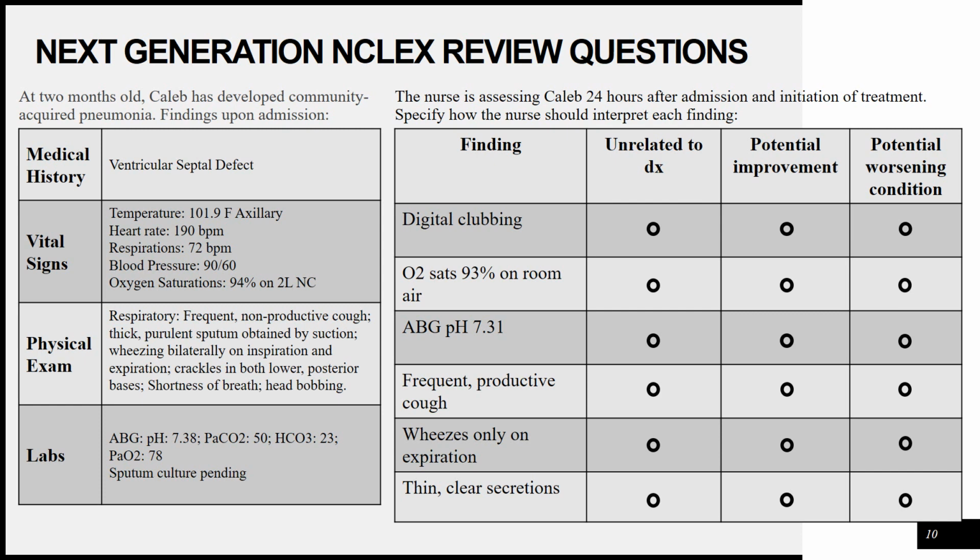So in this one, Caleb is a kid with a congenital heart disease, but it says specifically for this question that he is, in addition to being a kid with congenital heart disease, he's acquired community-acquired pneumonia. And so the findings are asking, are these related to the community-acquired pneumonia? Yes or no? And then if it is, you think, related to the community-acquired pneumonia, then does this indicate a potential improvement or a potential worsening of the condition?